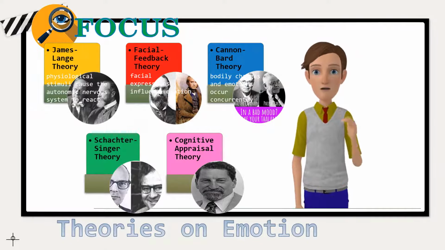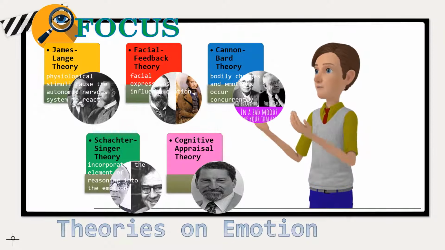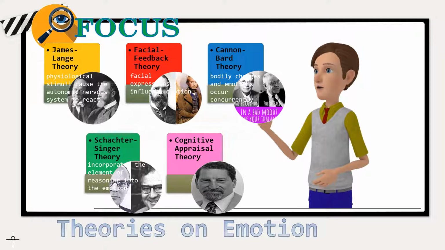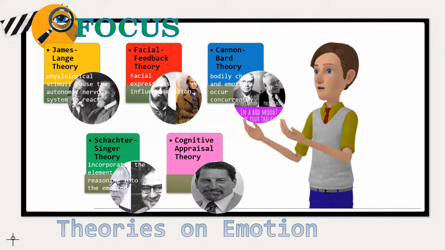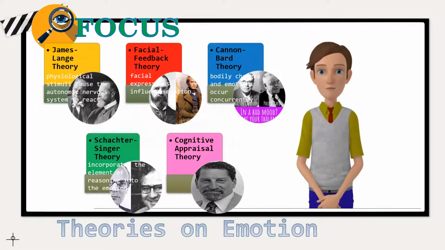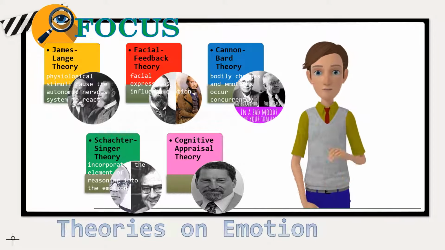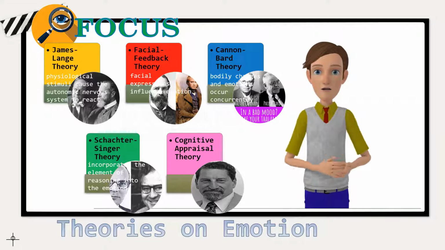The Schachter-Singer theory, developed by Stanley Schachter and Jerome E. Singer, incorporates the element of reasoning into the emotional process. According to the theory, when we experience an event that causes physiological stimuli, we try to find a reason for the arousal. Then we feel the emotion.